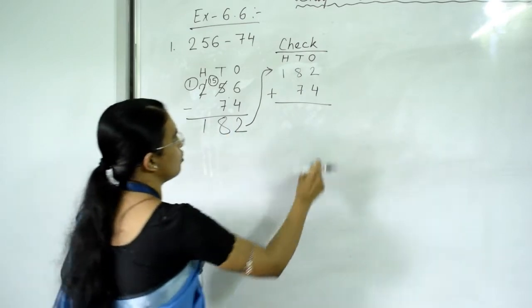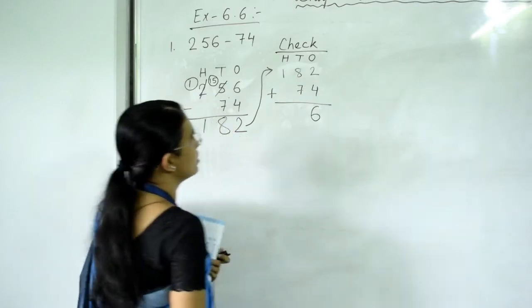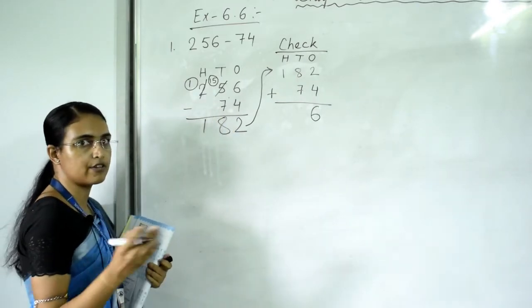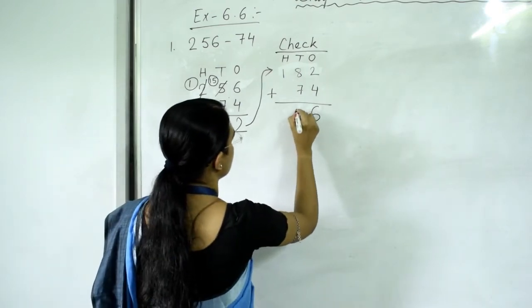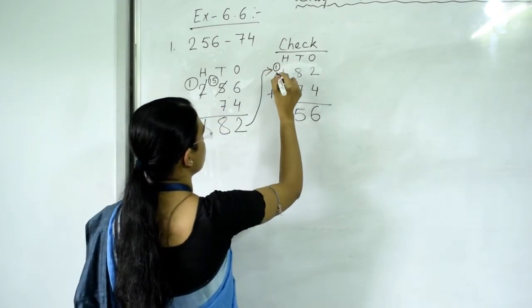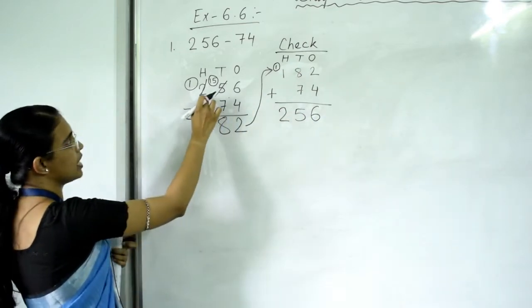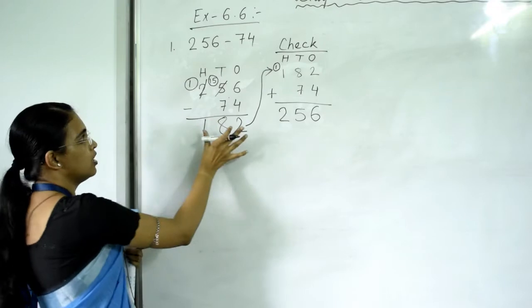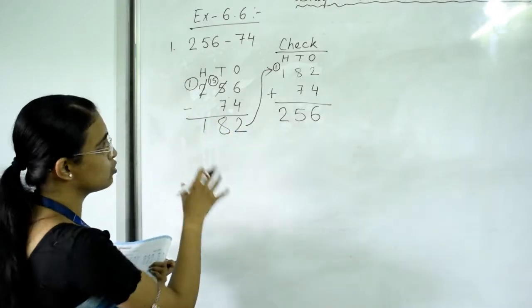So 4 plus 2 is 6. Then 8 plus 7 is 15, so 5, carry 1. 1 plus 1 is 2. So here we got the answer 256, and the original number is 256. That means this answer is correct. In this way you have to do this type of sums.